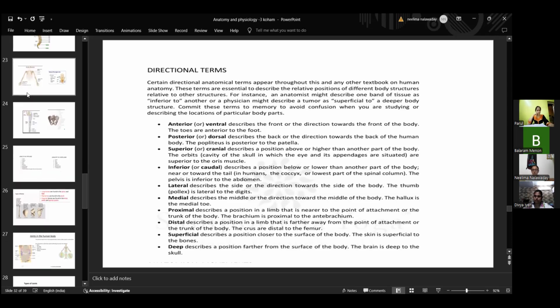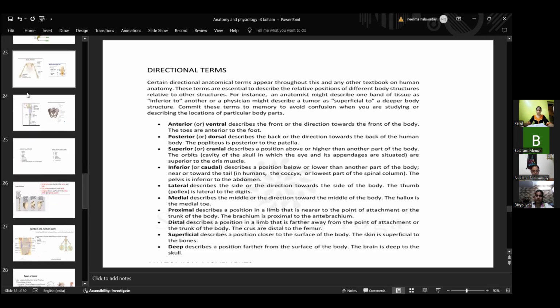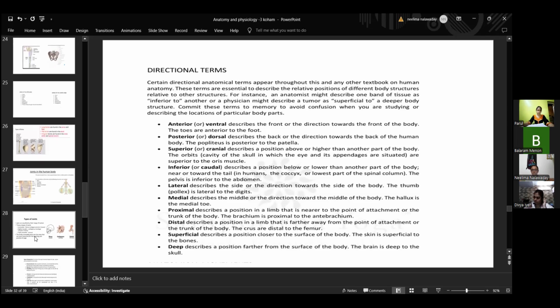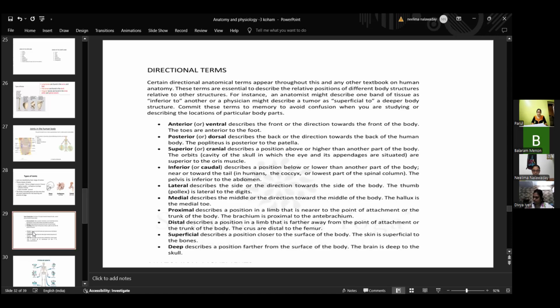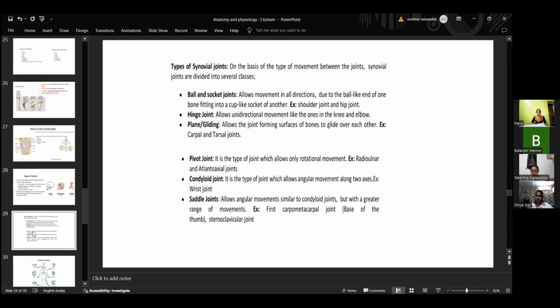Then types of bones: small, long, flat, irregular. Joint, components of joint: bone, cartilage, ligament, tendons, synovial fluid. Types of joints: fibrous, cartilaginous, and synovial. Subtypes of synovial joint: ball and socket, hinge, plane or gliding, pivot, condyloid, and saddle joint. Right? And we saw examples of each and every joint.